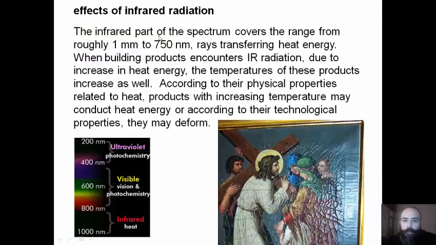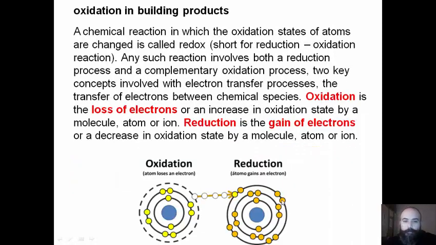The infrared part of the spectrum, the long wavelength, covers the range from roughly 1 mm to 750 nanometers. These rays transfer heat energy. When building products encounter infrared radiation, due to the increase in heat energy, the temperatures of these products increase as well. According to their physical properties related to heat, these products with increasing temperature may conduct heat energy, or according to their technological properties they may deform.